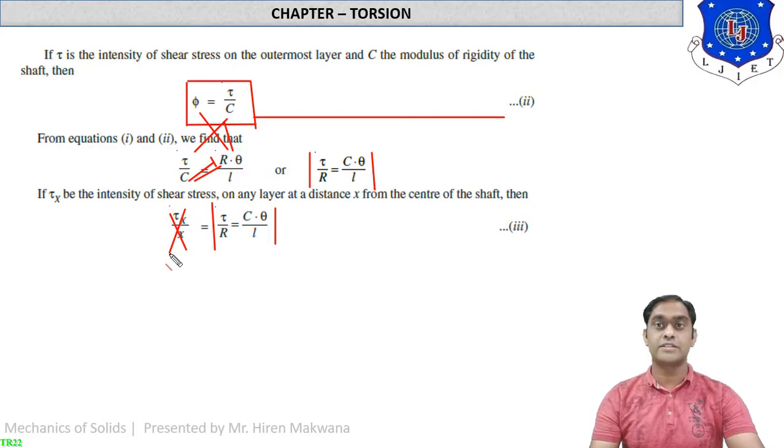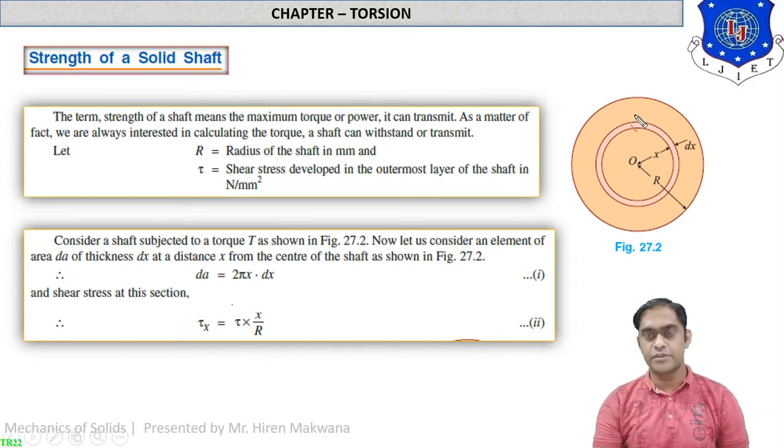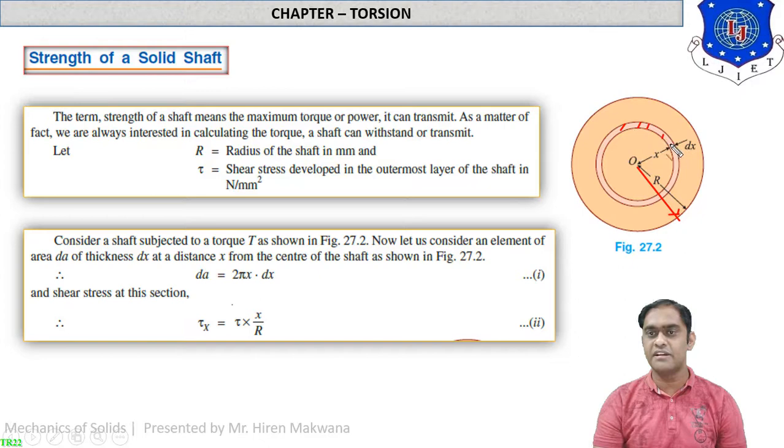Now let us go ahead to the second theory, which is strength of the solid shaft. What is strength of the solid shaft? You can see in the figure, this is the cross section of the solid shaft. Here R is the radius of the shaft. But we are interested to study something. So we have just cut one ring at a radius x from the center of the shaft, and the thickness of this ring is dx.